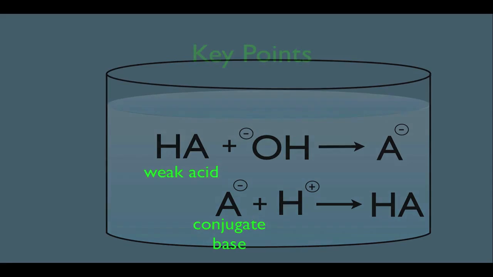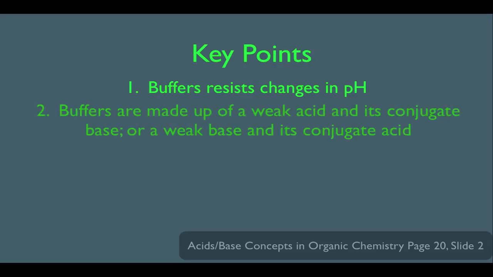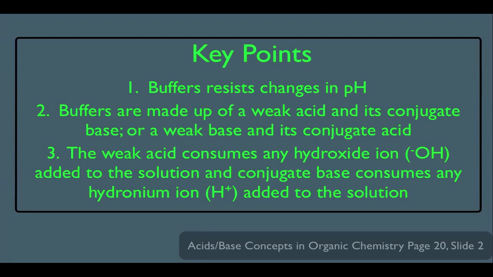So what have we learned here about buffers? Key point number one, they resist changes in pH. And number two, they're made up of a weak acid and its conjugate base, or it works just as well with a weak base and its conjugate acid. We also saw how they resist a change in pH: the weak acid consumes any hydroxide ion added to the solution, and the conjugate base consumes any hydronium ion added to the solution.